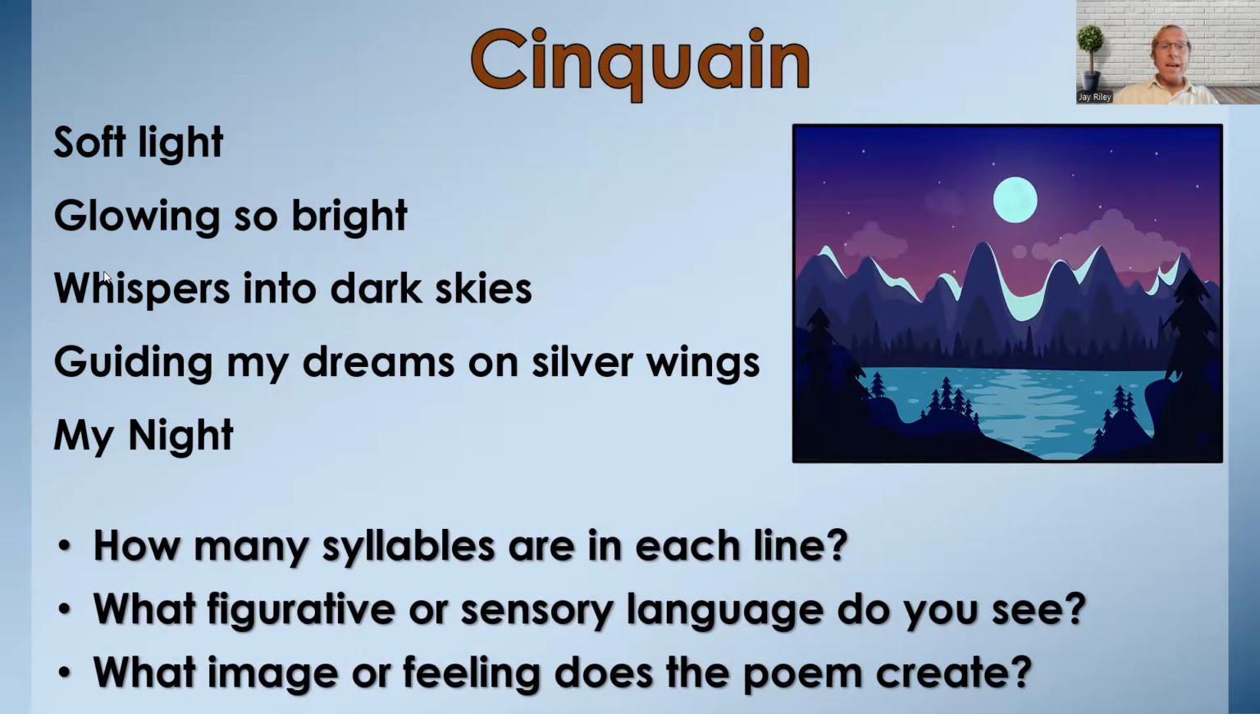We've got this light that whispers into dark skies. This is a great example of personification. Light can't whisper, only people can whisper, but the author is personifying that light or giving it human qualities. We've got a lot of descriptive language like soft light and glowing, dark skies, guiding my dreams on silver wings.